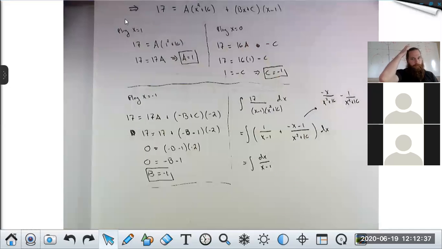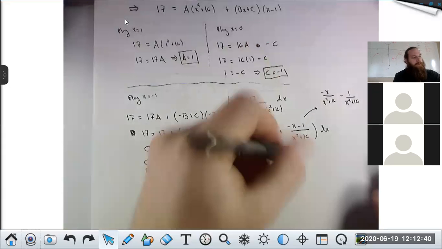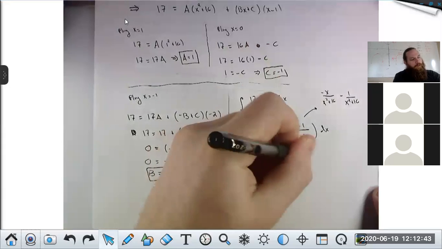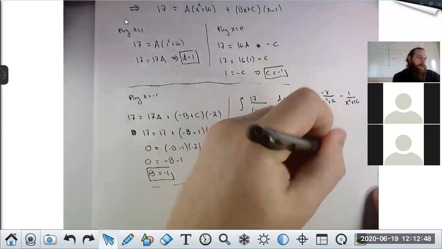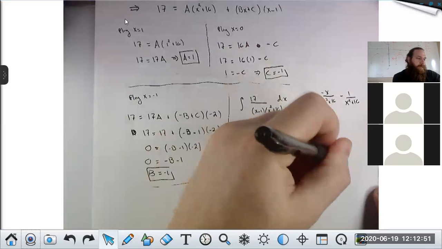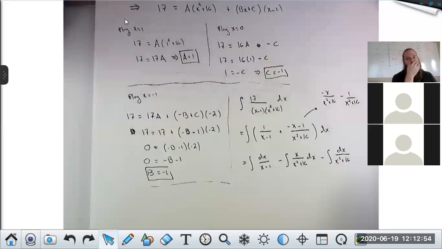All right? So that will be minus the integral of x over x squared plus 16 dx minus the integral of dx over x squared plus 16, like so. The first guy is a little micro u sub. The second guy is a slightly less micro u sub. And the third guy is an inverse tangent function that you will either be comfortable with the formula that I showed you once, or you'd have to do some trig sub.